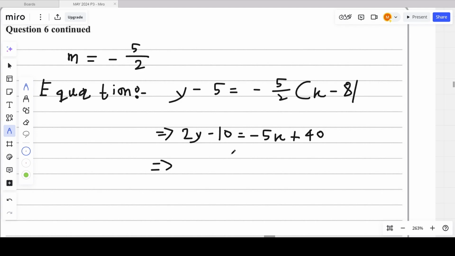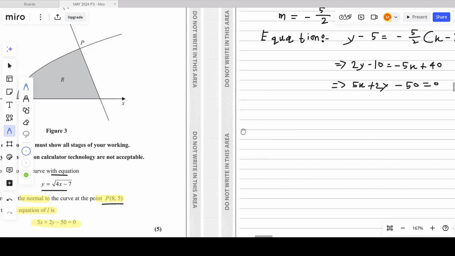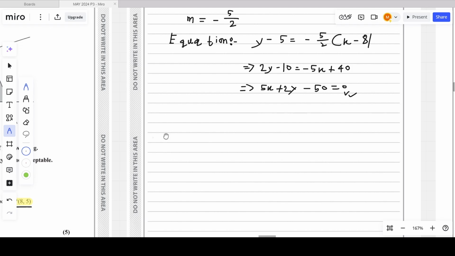So we'll get 5x plus twice of y. It was plus 40 on the right, so if you take it to the left, it will be negative 50 equals to what? 0. Isn't it the equation they wanted? 5x plus 2y minus 50 equals 0. That's it. Exactly, we got what the question asked for.